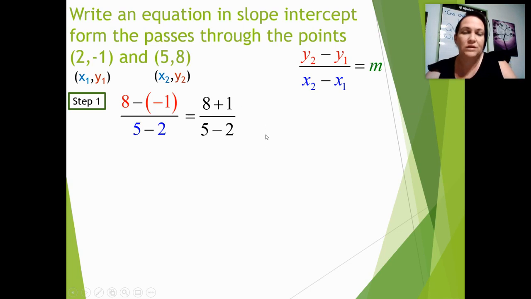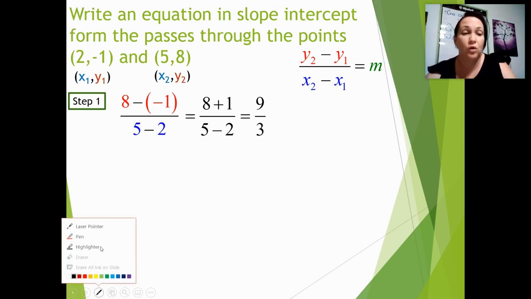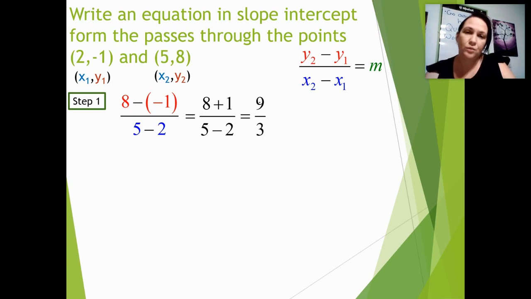All right, 8 plus 1 is 9. 5 minus 2 is 3. And if your slope can simplify, you do want to simplify it some more. So for this slope, 9 and 3, those are both divisible by 3. So I am going to go ahead and divide them by 3. But I'm going to leave it a fraction. So I'm going to leave it the fraction 3 over 1. So you don't want to change it to a whole number. It is in your best interest to leave your slope written as a fraction.